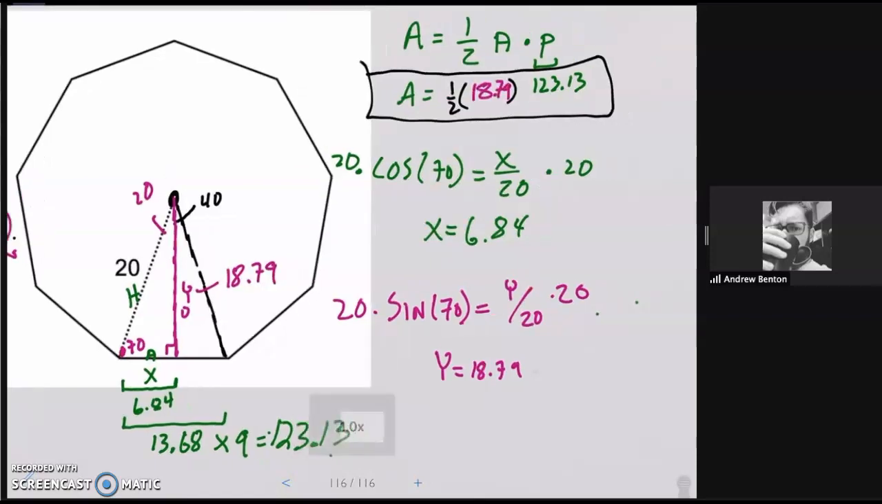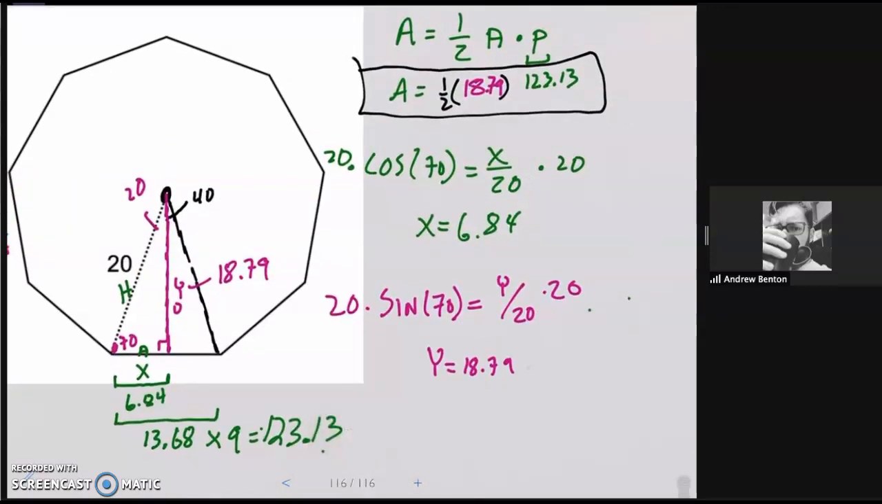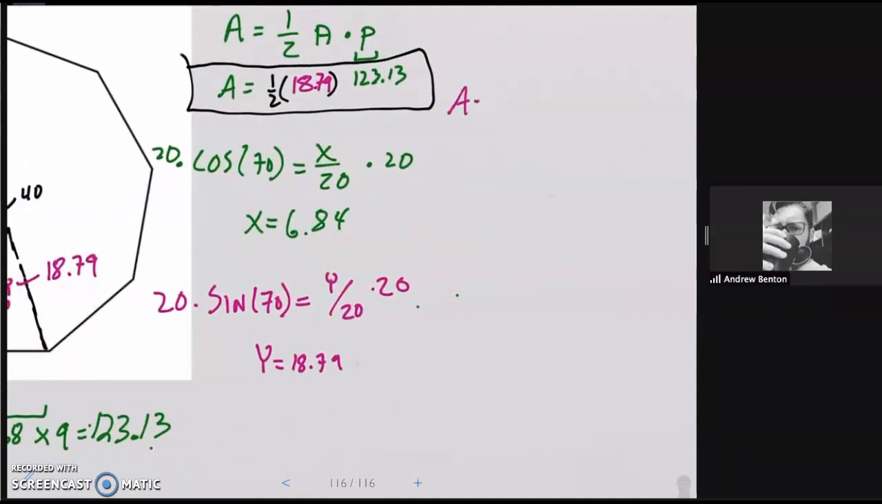And then finally, if I want to find the area, I just do 1/2 times 18.79 times 123.13. And I get 1,157.04. So area of this thing, 1,157.04.